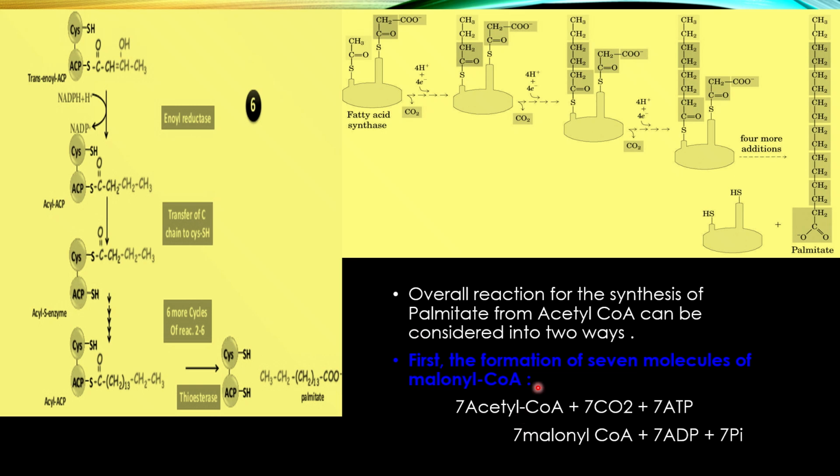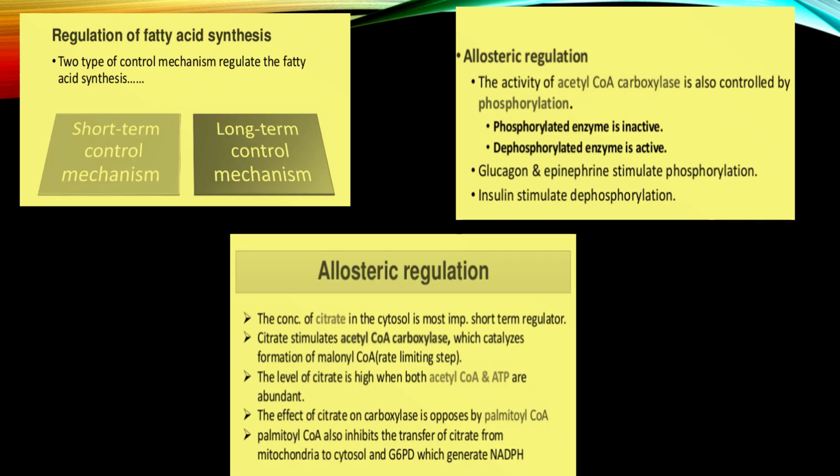So for formation of palmitic acid, this is the complete summary reaction. 7 acetyl coenzyme A with the help of 7 carbon dioxide and 7 ATPs are utilized. So 7 malonyl coenzyme A are produced, 7 ADPs, and phosphoryl groups are released.